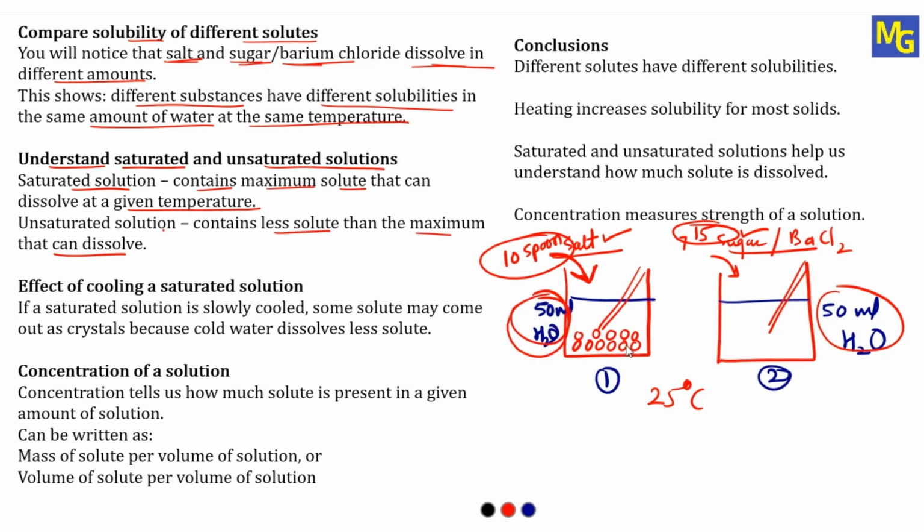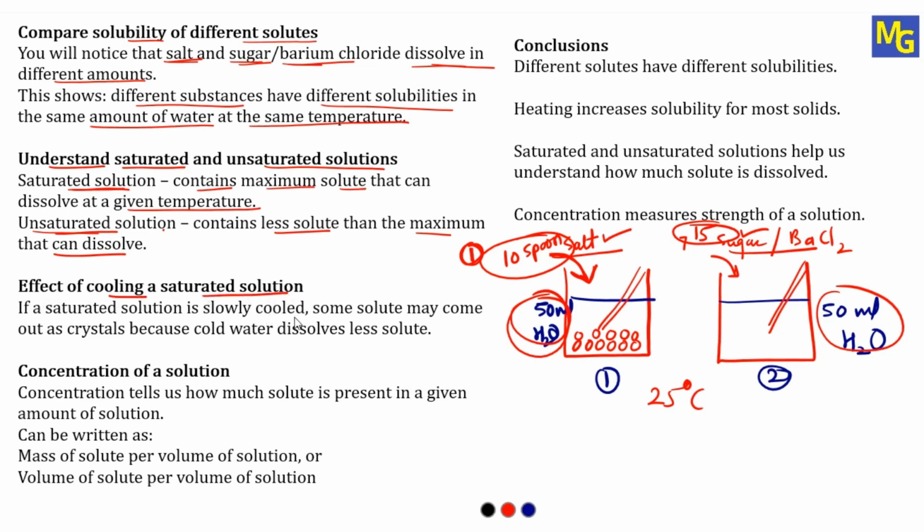This stage is called saturated. But when you added the first spoon at the starting, that solution is called unsaturated, which means it can still dissolve more. So at the start, when you added one spoon, the solute was very less compared to the maximum, and that solution is called unsaturated. But when you add the maximum solute, which will not dissolve any more, that is called a saturated solution. Very simple.